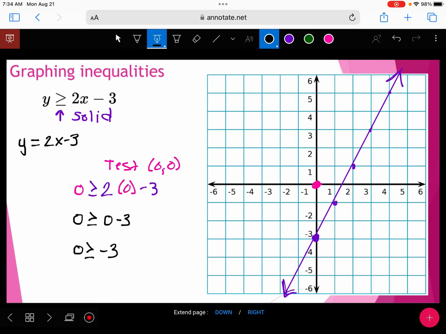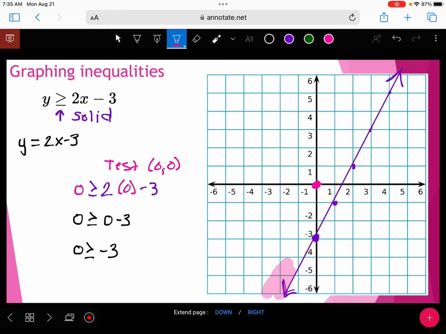All right. Is this true? Is 0 bigger than or equal to negative 3? Yes. Which means that our test point is true. This is a solution, which means anything next to it. So if this is true, then this would be true, then this would be true, and so on. Like, I can work my way out. Anything on this side of my line is going to be true.